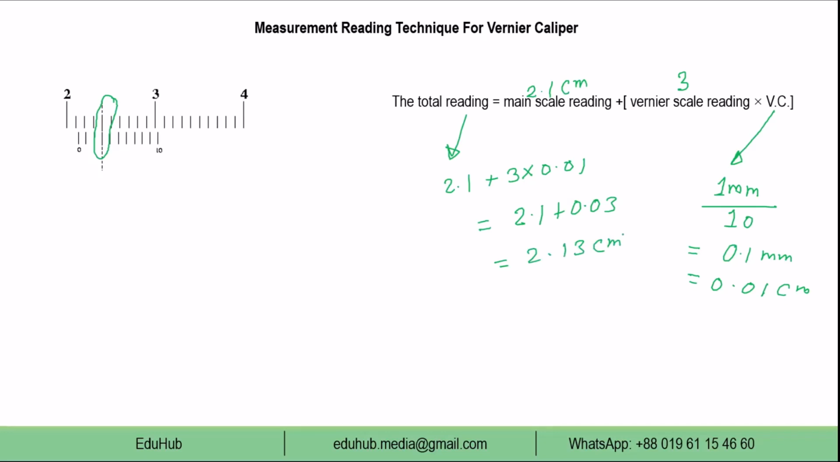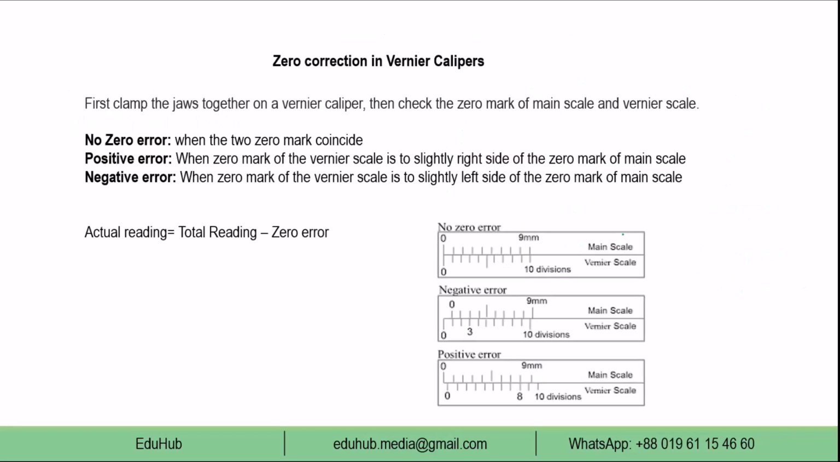Now let's discuss the zero error of the Vernier caliper. At first we need to clamp the jaws together on a Vernier caliper. Then we need to check the zero mark of the main scale and Vernier scale. If the zero mark of the main scale and Vernier scale coincide, then there will be no error. So zero error is 0 in that case.